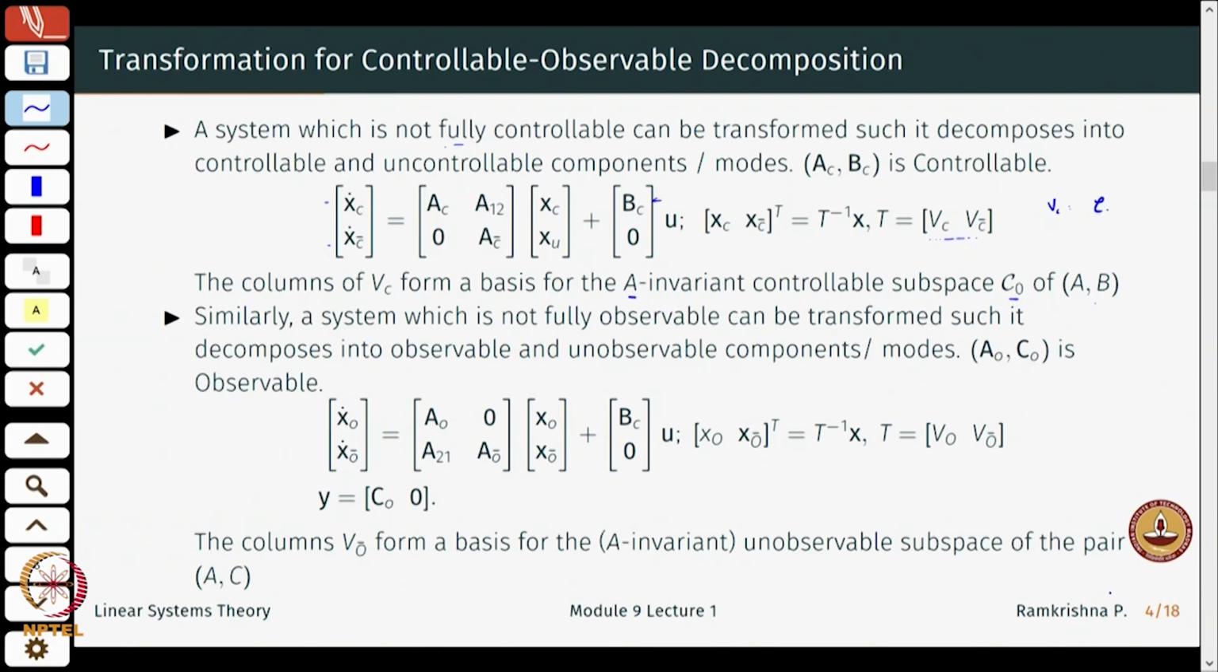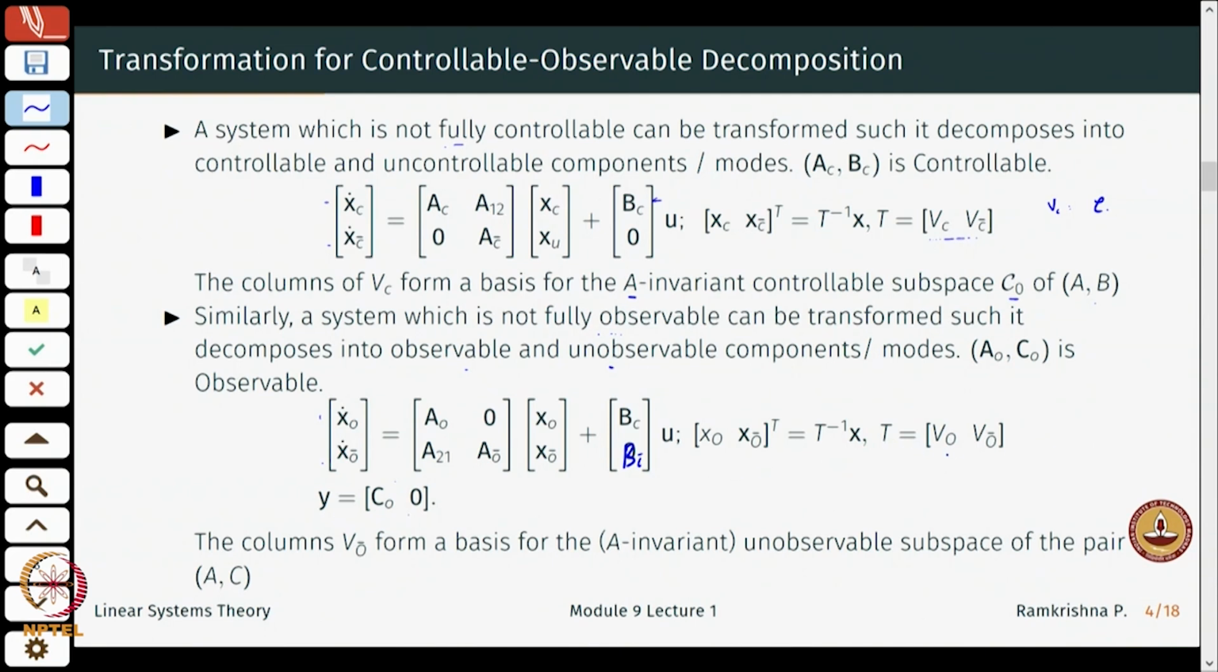Okay. Similarly, in the unobservable case, we know that a system which is not fully observable can be transformed such that it decomposes into observable and unobservable components in such a way, right. So these are my first, say, k observable modes, these are my unobservable modes, and C, this need not be 0, but there can be something here like BC bar, and Y will be decomposed into its observable and the unobservable form, observable and the unobservable components.